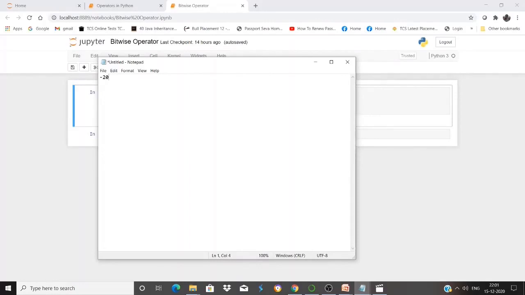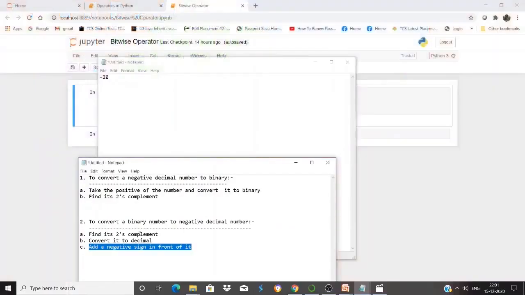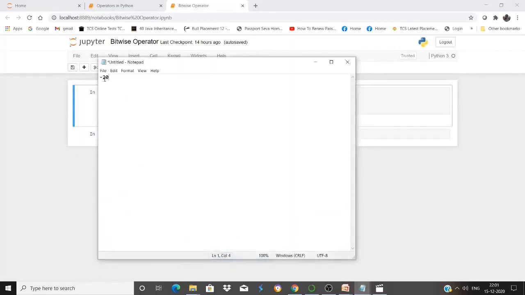We have to first convert the negative decimal number to its binary representation. And what are the steps to be performed for that? Let's check that once again. These are the steps to convert a negative decimal number to binary. The first step is to take the positive of the number and convert it to binary, and the second step is to find its 2's complement. So first we have to take the positive of the number. So instead of minus 20, we have to take 20 and convert 20 to its binary form.